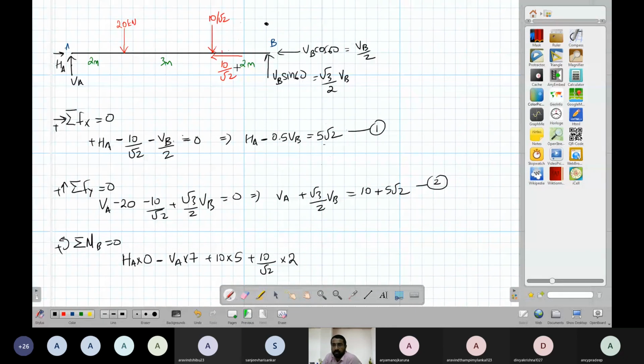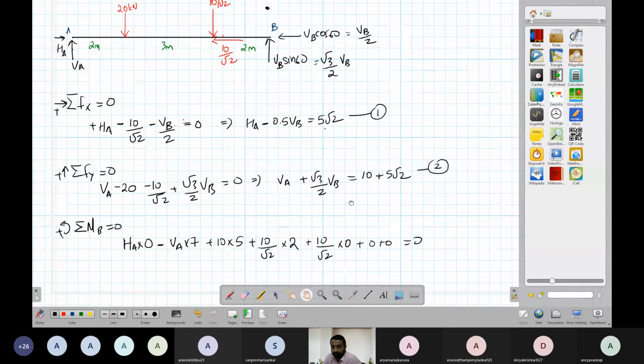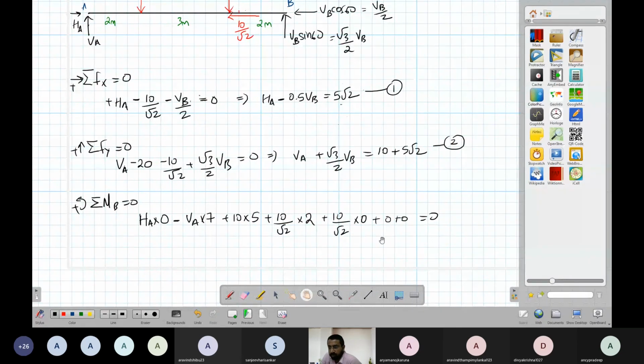Then the 10 by root 2 force has its line of action on B, so the perpendicular distance will be 0. So plus 10 by root 2 times 0. These two forces give 0. BB cos 60 into 0, BB sin 60 into 0, so that will be 0. So the summation of all the moments should be equal to 0.